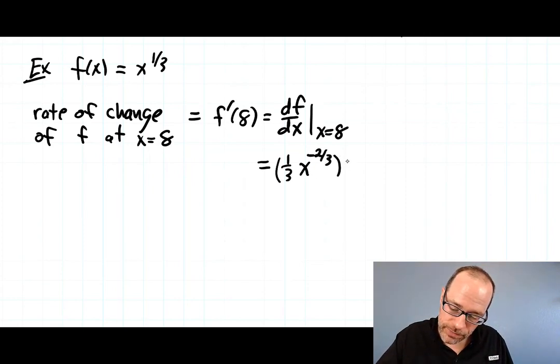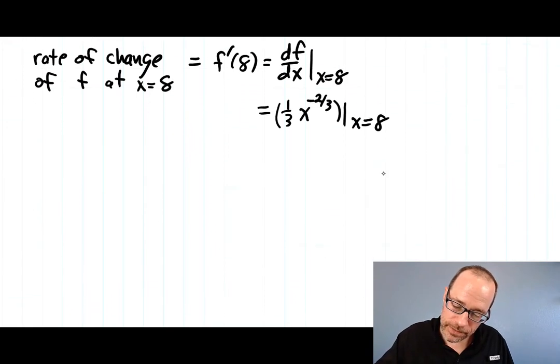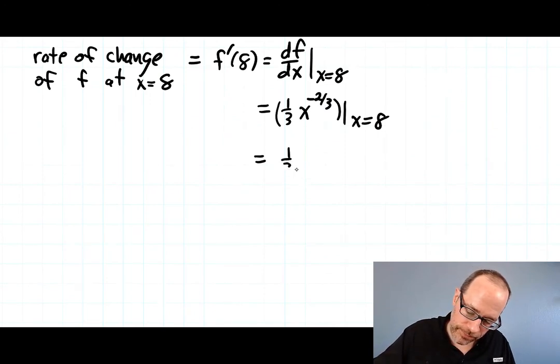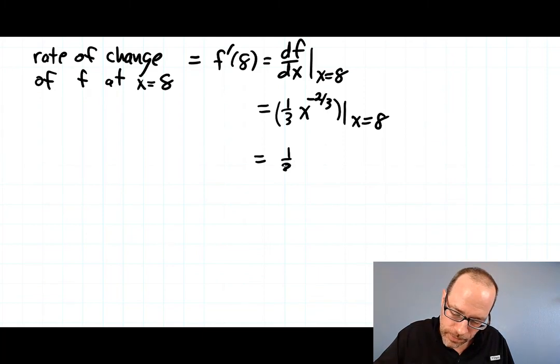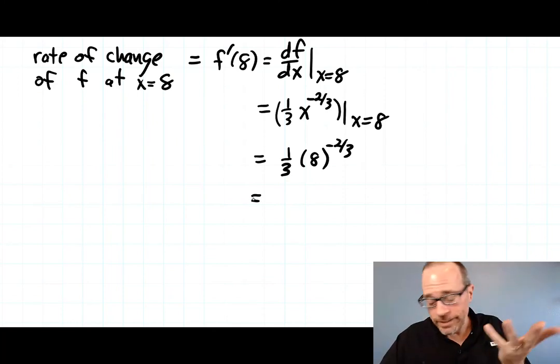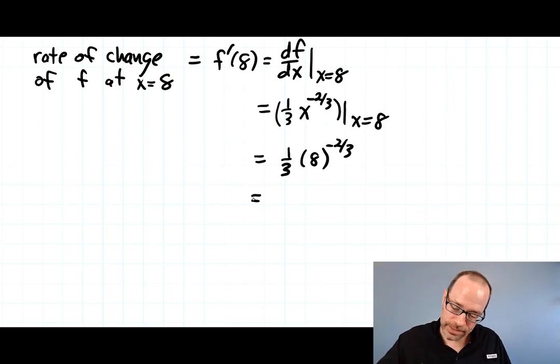That's the derivative, and we have to evaluate it at x equals 8. So that means we just put in 8 there, so 1/3, 8 to the minus 2/3. And that's a fine answer, but it's also possible to simplify it a lot.